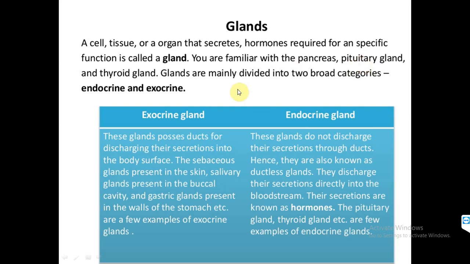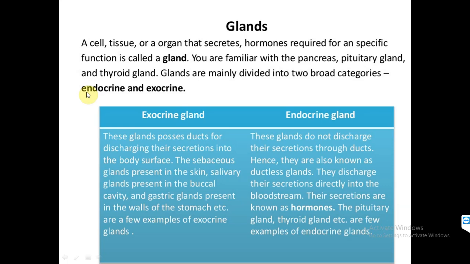Glands are mainly divided into two broad categories, the endocrine and the exocrine. So what are exocrine glands? The exocrine glands are those glands which possess ducts for the purpose of discharging their secretions into the body surface. So they have ducts. Ducts are tube-like structures, and through these tube-like structures they secrete whatever substance they have to secrete.